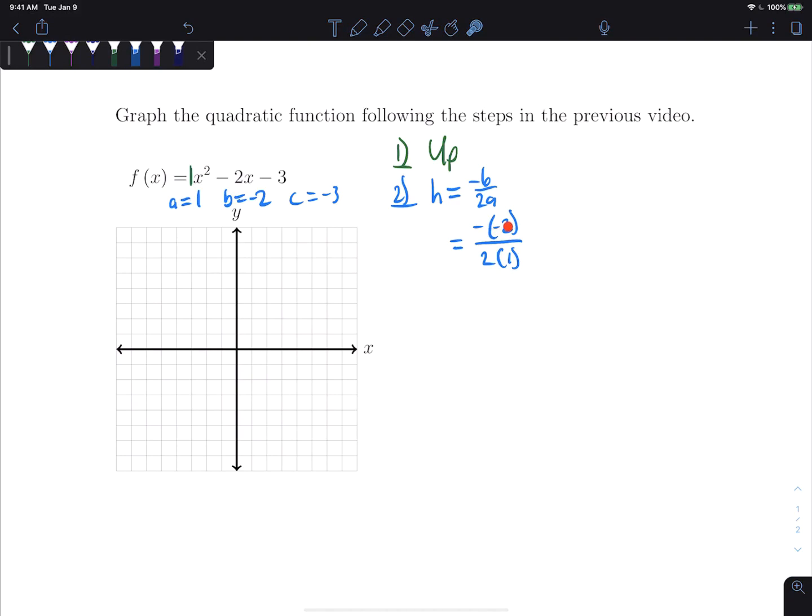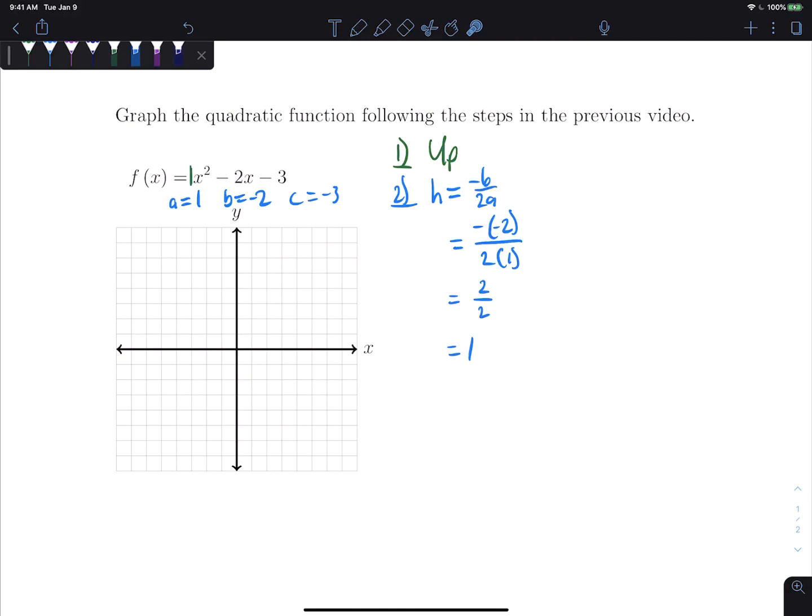Opposite of negative 2 is positive 2, so the numerator is going to be positive 2. In the denominator, it's 1 times 2, or 2 times 1, which is 2. And of course, 2 divided by 2 is 1. Awesome. So that means that the x-coordinate of the vertex is 1.